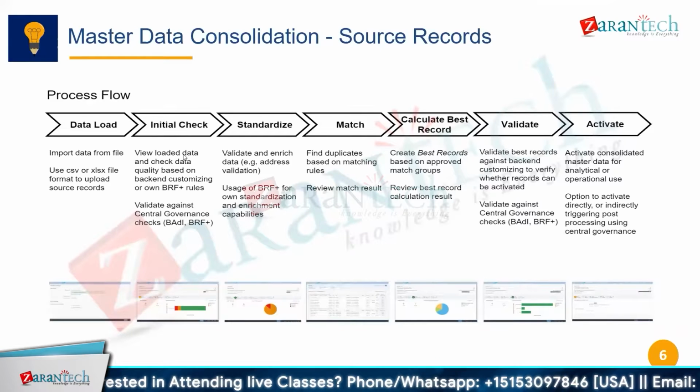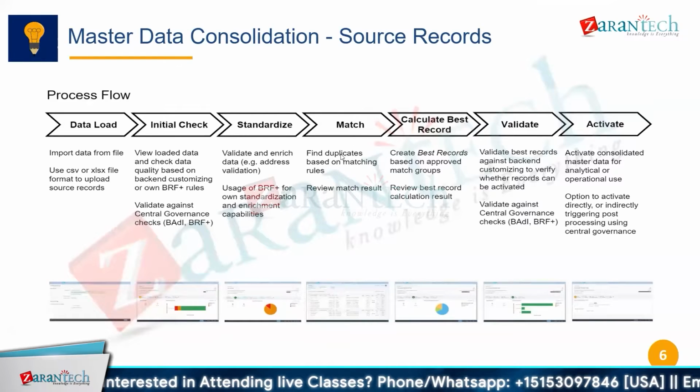Suppose we are loading a BP, there are a few checks, such as whether the business partner ID and the data in the tables, the Excel sheet we have uploaded, are properly added or not. It will check here, and if there are any errors, it will give you the error list. In the standardization, there are some additional validations, again through BRF+. It will give you a list of records. If there are any errors, we can correct them and go ahead.